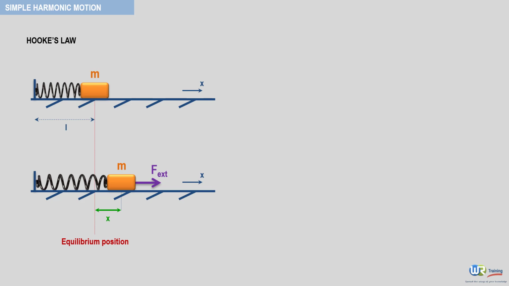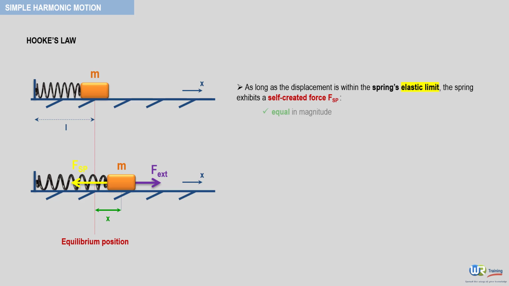As long as the displacement is within the spring's elastic limit, the spring exhibits a self-created force Fsp, equal in magnitude but opposite in direction to the applied external force. And once this external force is removed, the spring force becomes the only force acting on m, pulling it back toward its original position. That is why Fsp is called the restoring force.